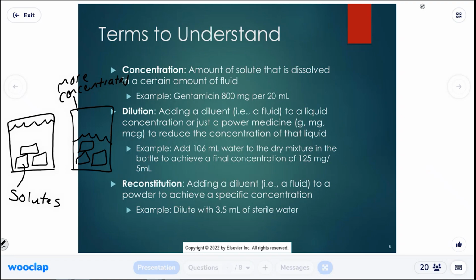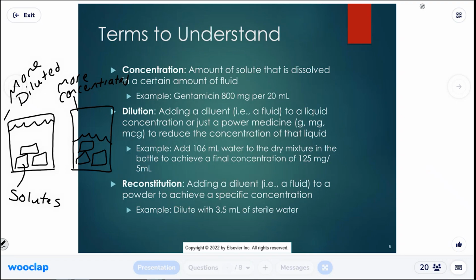This would be what they would call more, anybody know what you would call this? Yep, diluted. It's more diluted down. It's more watery. It's more liquid compared to the particles. So reconstitution is just saying, I'm starting off with just particles, and I add the liquid, mix it all up, and I'm going to make the concentration.